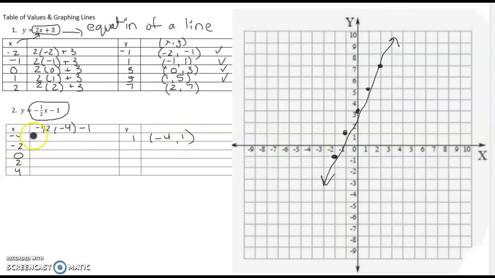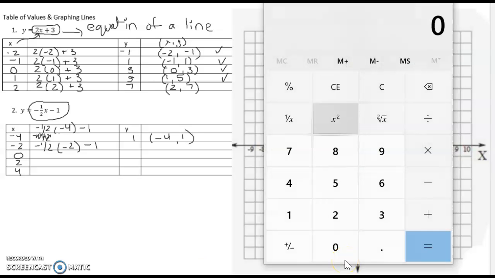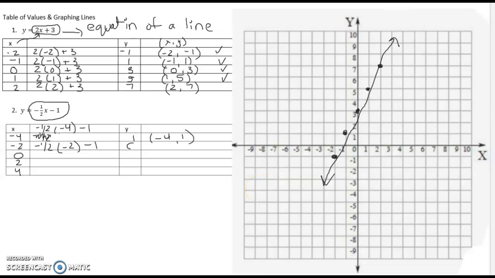So now let's go to the next one. We have negative 1/2. Oh, I'm going to do it in the appropriate line this time. Negative 1/2, now times it by negative 2. And then take away 1. So in our calculator, negative 1 divided by 2 equals 0.5. Times it by 2 negative equals, and then take away 1, gives us 0. So y is 0. So my points are negative 2 and 0.